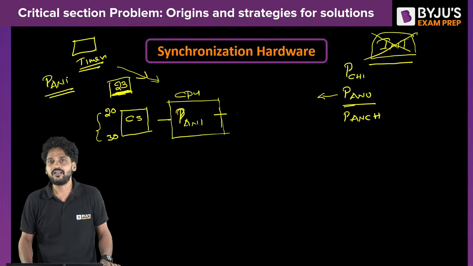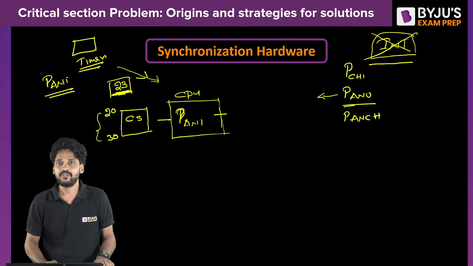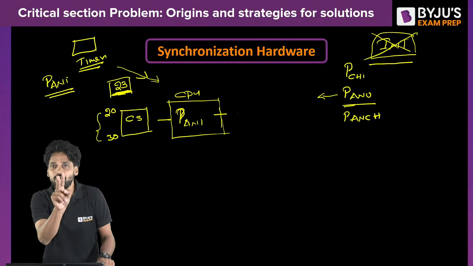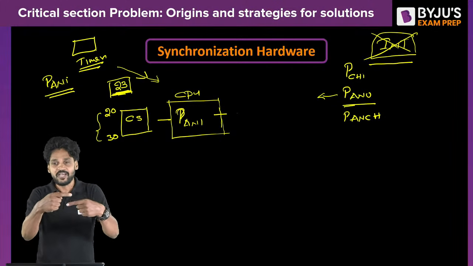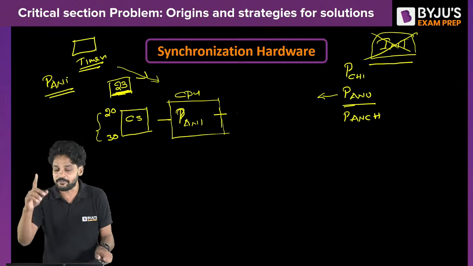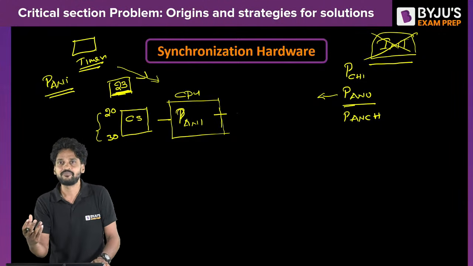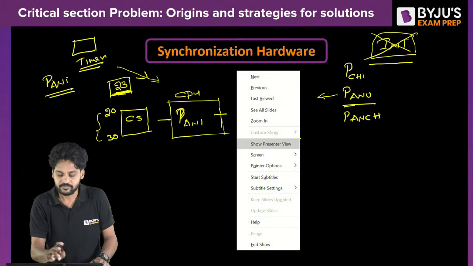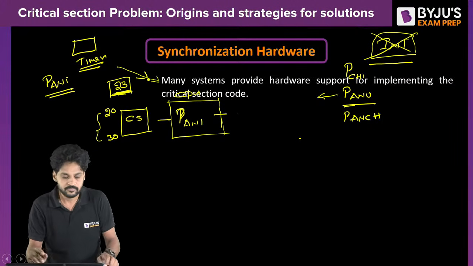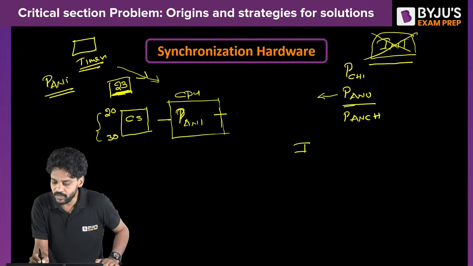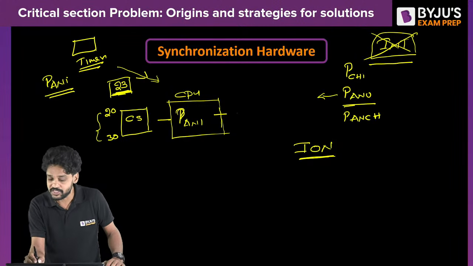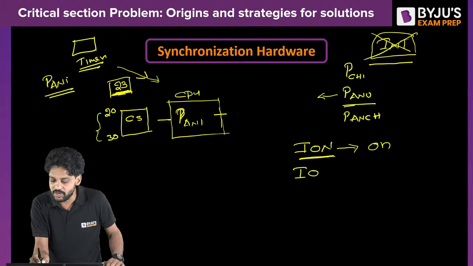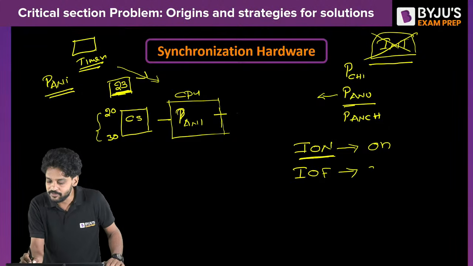So interrupt disable is a simple concept. What you can do, being a programmer, is simply by using two instructions, you can either disable the interrupts or enable the interrupts. How to disable the interrupts? I will tell you. There are two instructions. One instruction is called ION. This is a machine language instruction. When this instruction gets executed, interrupts will be switched on. There is one more instruction which is called IOF. That means interrupts will be switched off.